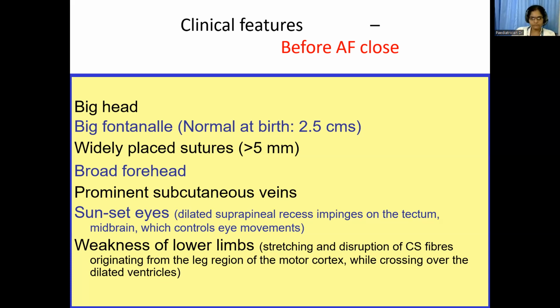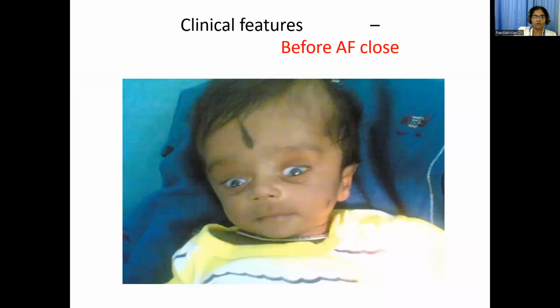Okay. The next important thing is weakness of the lower limbs. This is because of stretching and disruption of the corticospinal fibers originating from the leg region of the motor cortex while crossing over the dilated ventricles. So weakness of the lower limbs: stretching and disruption of the corticospinal fibers causes weakness of the lower limbs.